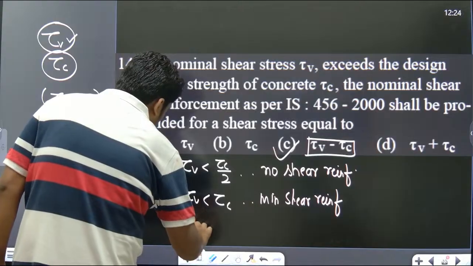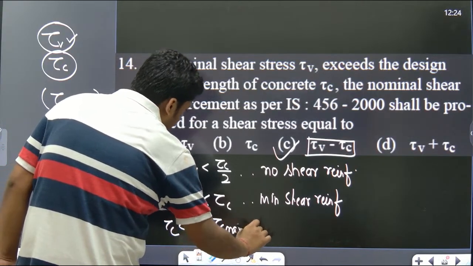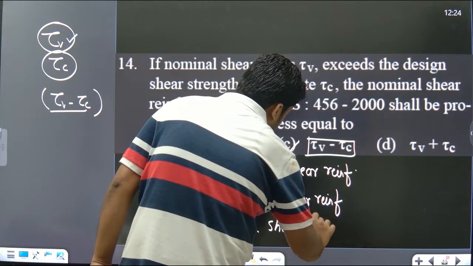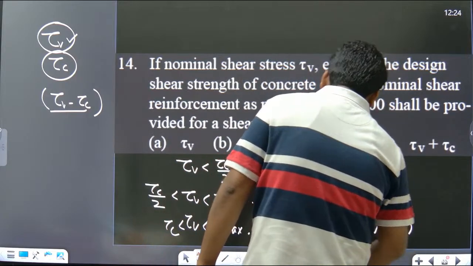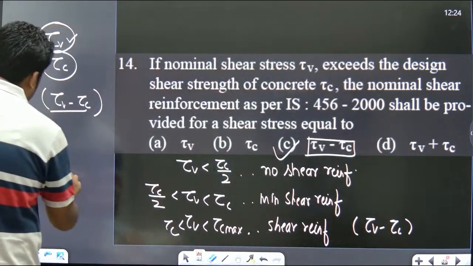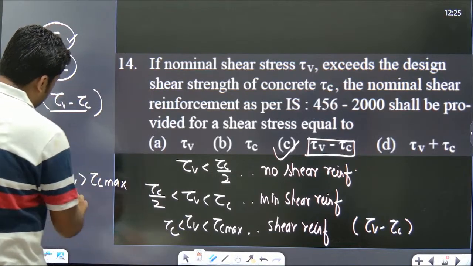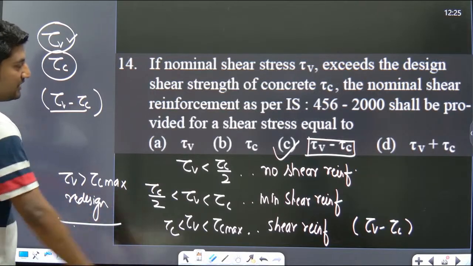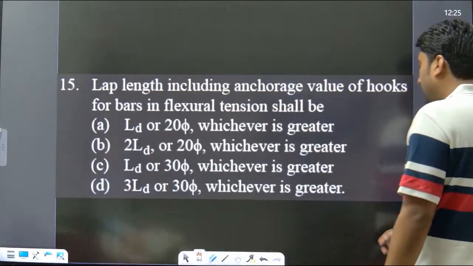But if tau V is greater than tau C but less than tau C max, shear reinforcements are provided for which value? Tau V minus tau C. And if the tau V value coming on the beam is more than tau C max, this section is redesigned. So these are the 4 codal provisions that you need to remember. Understood? So here the correct answer is option C. We'll move towards the next question.